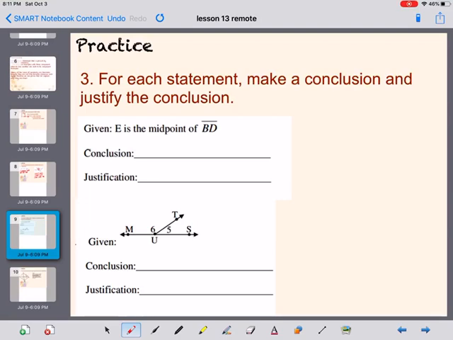Take a moment, see if you can come up with a conclusion for these givens, and then your justification will be the reason why you can say these conclusions. So pause the video and see if you can come up with some conclusions and some justifications.